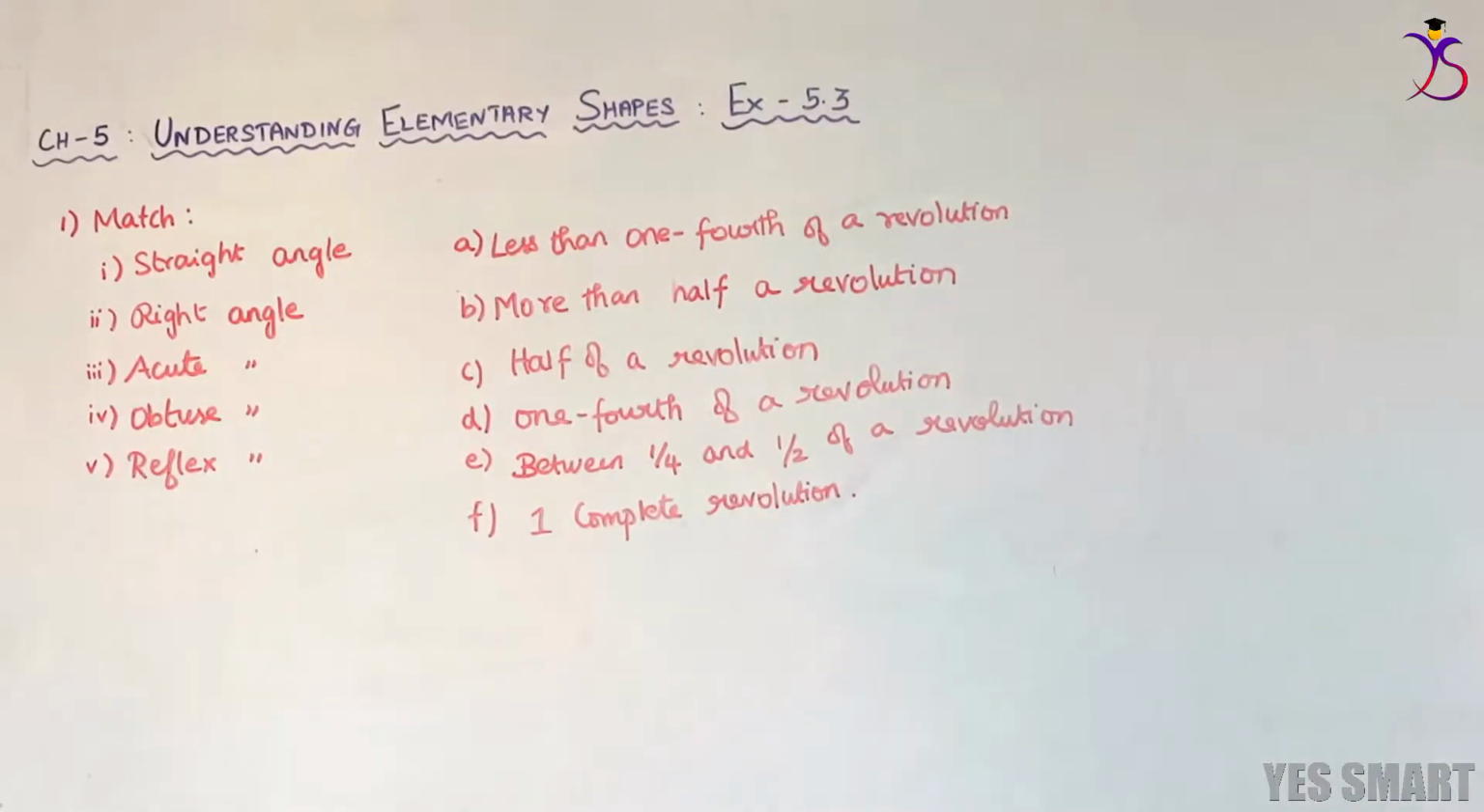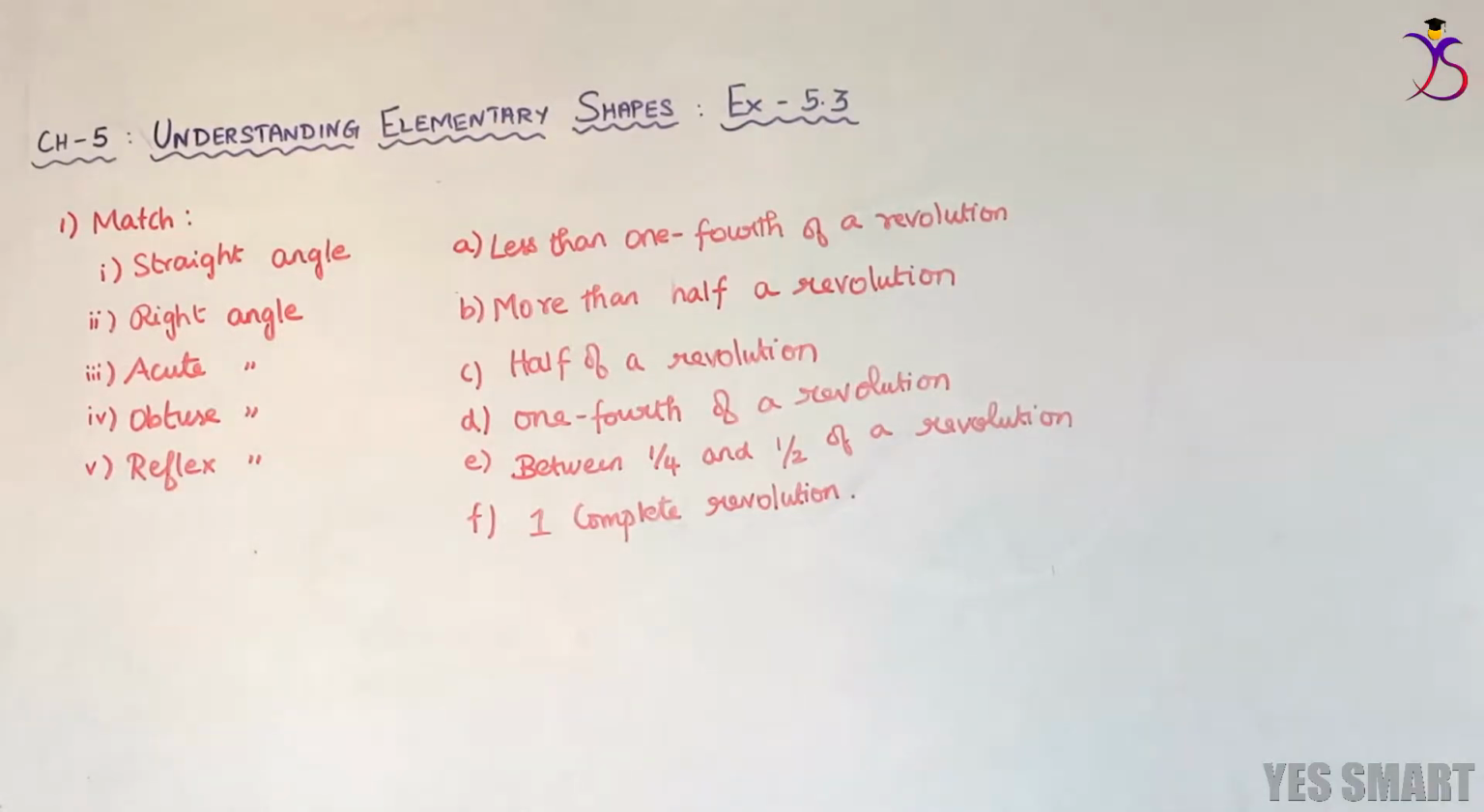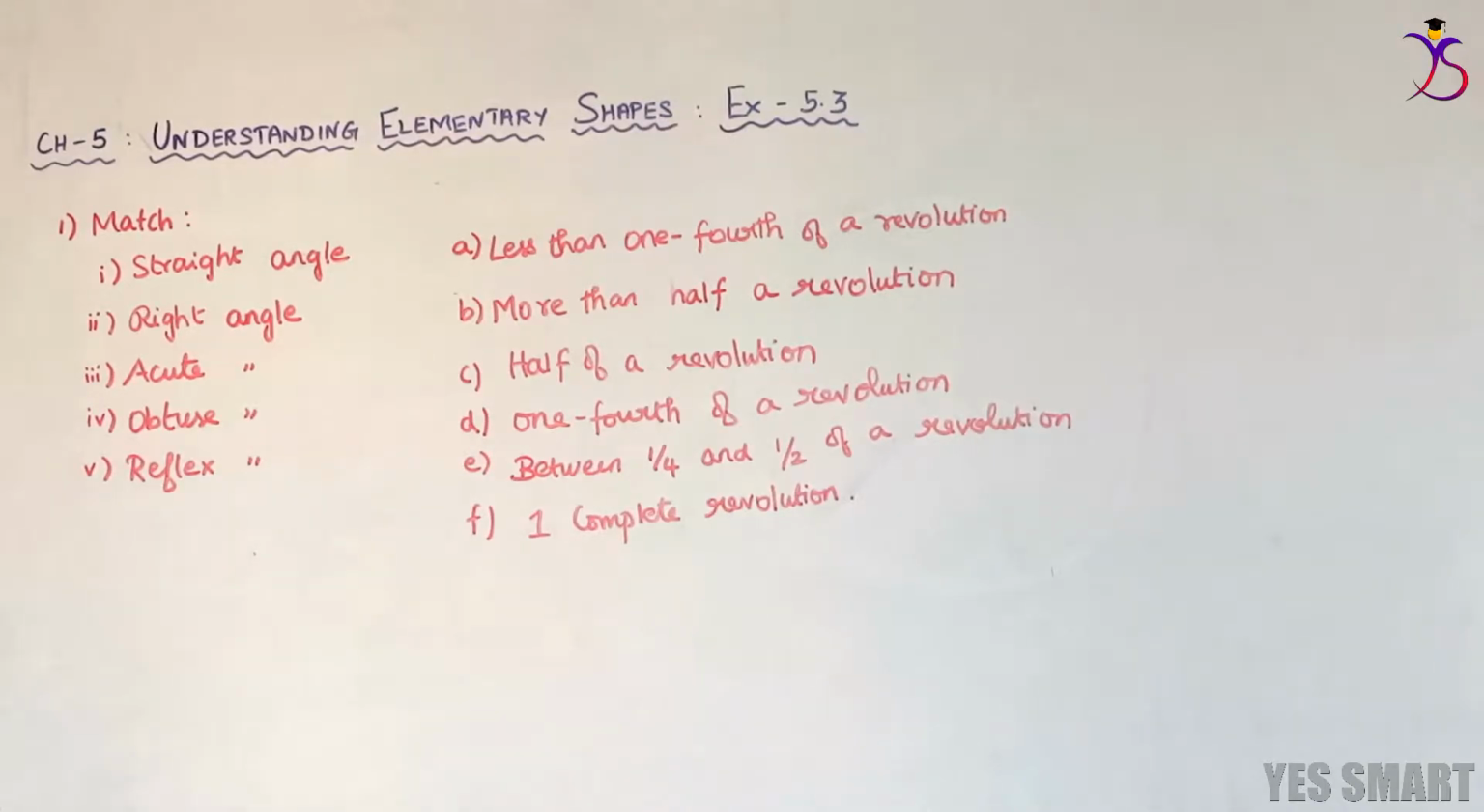Now we are going to discuss the chapter Understanding Elementary Shapes, exercise 5.3. In the first sum, they have given a match. We have some direct questions about the angle, straight angle, right angle, acute, obtuse, and reflex angles. On the right hand side, we have some statements. So let's solve the statements to the angle first so that it is easy for us to match.